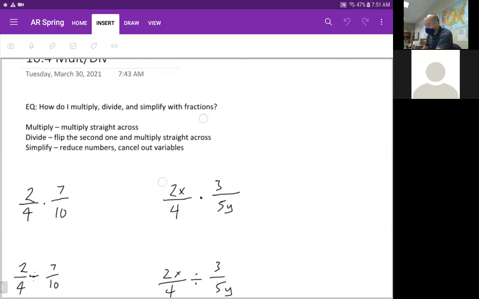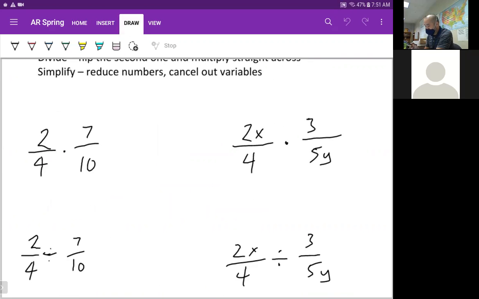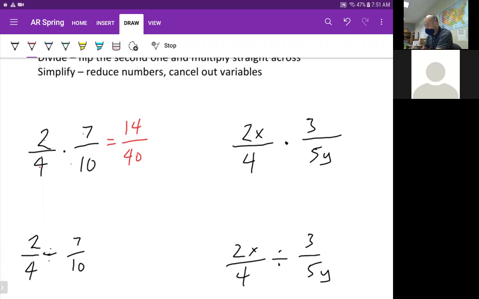So when you're multiplying, just go straight across. It's pretty straightforward. So it's 2 times 7 is 14. 4 times 10 is 40. And you reduce it. So that's going to be 7 and 20. And I don't think it reduces any further than that. So 7 over 20.